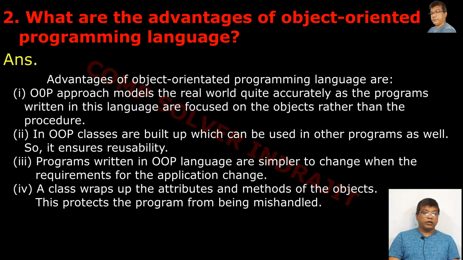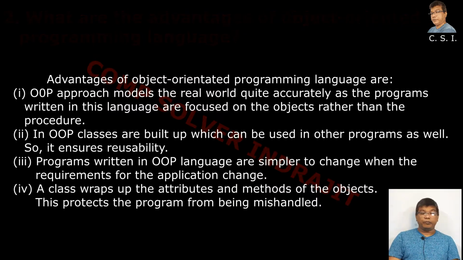Next point, programs written in an OOP language are simpler to change when the requirements for the application change. Next point, a class wraps up the attributes and methods of the objects. This protects the program from being mishandled.